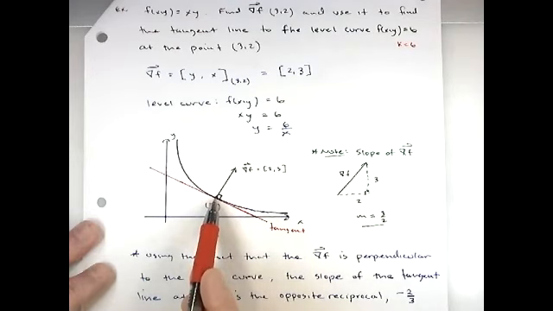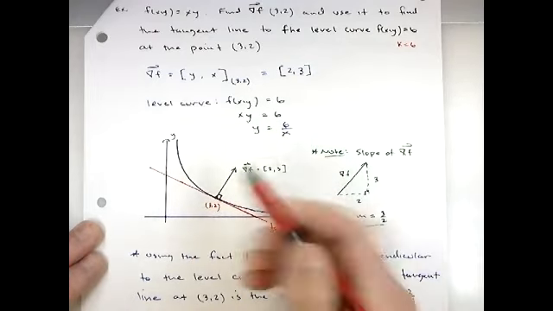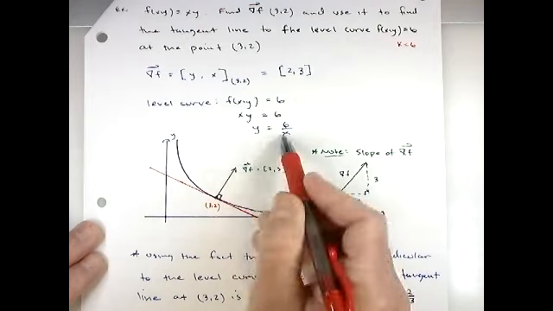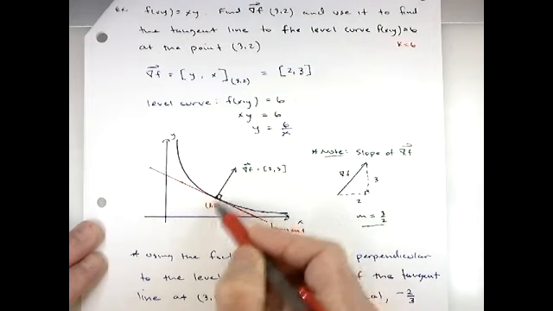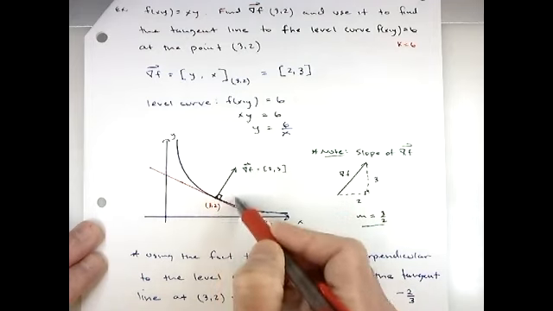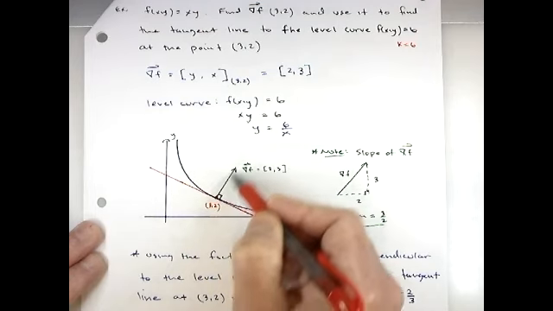So at that point 3, 2, here's what we know. We know that the gradient vector would be perpendicular to this level curve, right? It would be pointing, so 2, 3, from here you go over 2, up 3, right? This vector would be perpendicular.